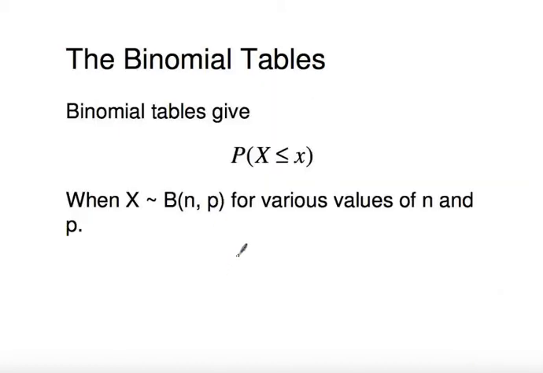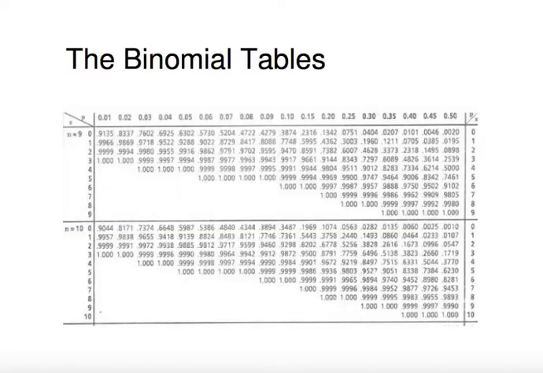So the binomial tables, they give the probability that the number of successes is less than or equal to a given value when x is distributed binomially with a number of trials n and a probability of success p. And the tables give this for various values of n and p. So here's a section of the tables. Here is where we've got n trials, so the number of successes could be from 0 to 9. Across here we have the probability of success.